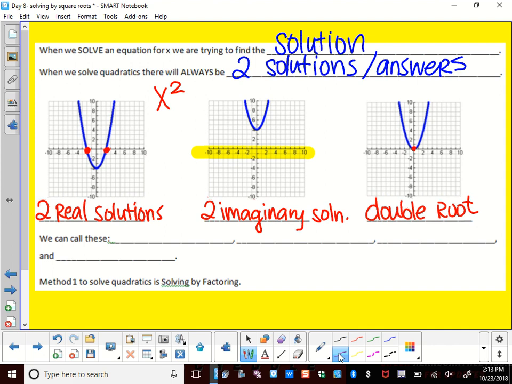Okay, so you may hear a few different words during this unit. We call them solutions, or we say zeros. You guys have seen that before. Or we say roots. We also say x-intercepts. All of those words mean this is my answer.